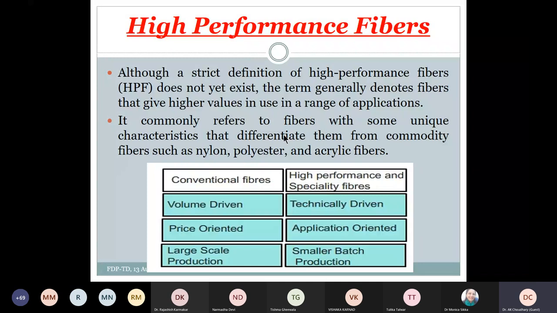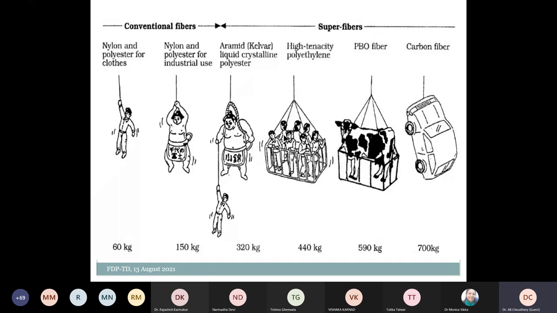Here you can see some conventional fibers and super fibers: nylon and polyester for cloth, nylon and polyester for industrial use, aramid, Kevlar and liquid crystalline polyesters. High tenacity polyethylene is used, for example, in fun places, carrying many people in a bucket, and in the many entertaining games and instruments, for carrying a trolley for toy trains. They use these super, high performance fibers. All these are applications of super fibers, and accordingly the cost of production per kg is very, very high for high performance fibers.